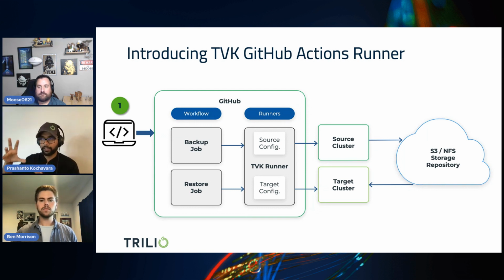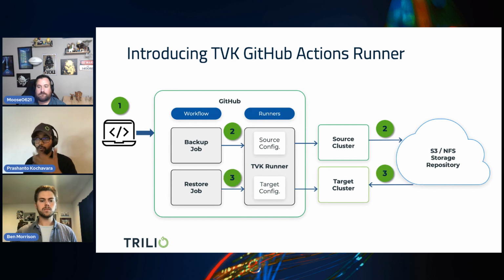What that runner basically does is, once you check in code, first a backup job gets triggered. And as part of that backup job, the TVK runner will go to the production cluster, which is the source cluster, and capture everything from there. So let's suppose you had a MySQL database running in production. We will capture all the metadata and the data objects, and get it into the centralized repository.